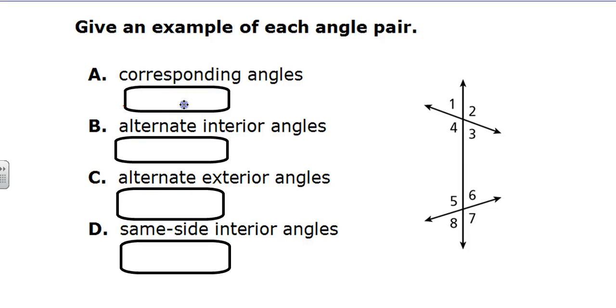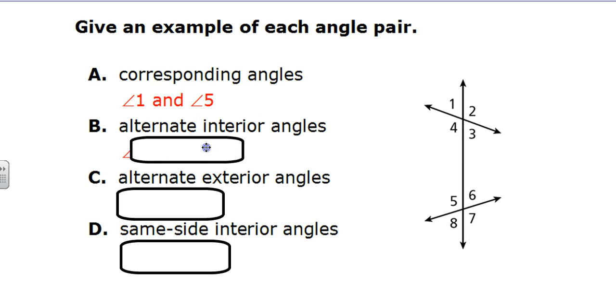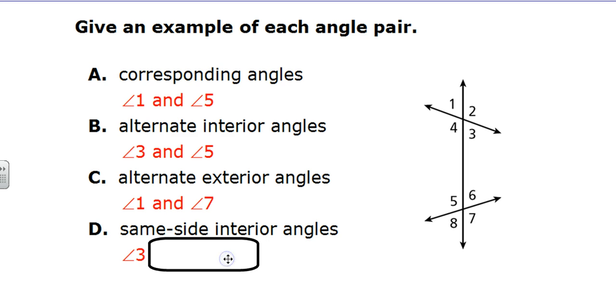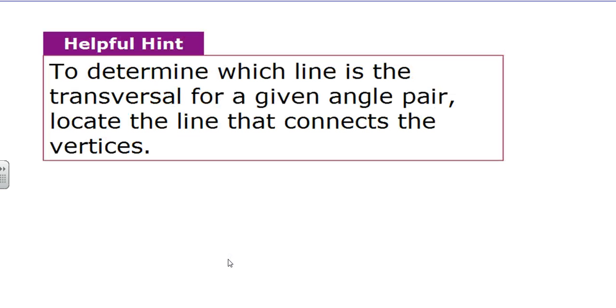So for our first, of course, there is more than one option, but what would be the corresponding angle for angle 1? Angle 5. How about alternate interior angle? What would be alternate and interior to angle 3? Good, also angle 5. Let's try alternate exterior to angle 1. Would be angle 7. And then same side interior to angle 3, we would have, good, angle 6. Excellent.